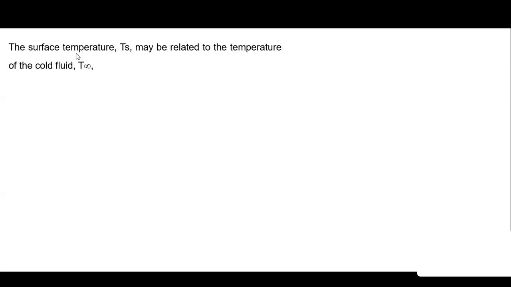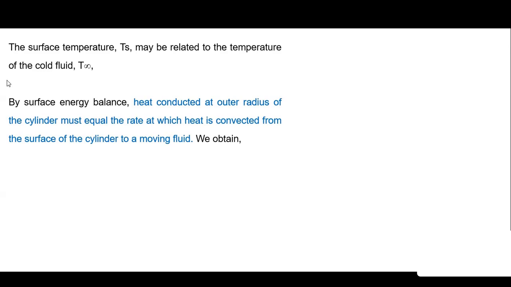Now the surface temperature can be related with the temperature of the fluid, because subsequently whatever energy is getting generated, that energy is convected to the fluid. So by using that energy balance, we can say that rate of generation is equal to rate of heat convection. We can write the surface energy balance. Heat conducted to the outer surface of the cylinder must be equal to the rate at which it is convected from the surface, and we can obtain this. So this is the rate of generation, and this is the rate of convection. This is the volume of the object, pi R0 square into L.